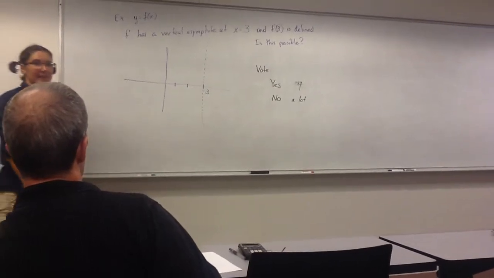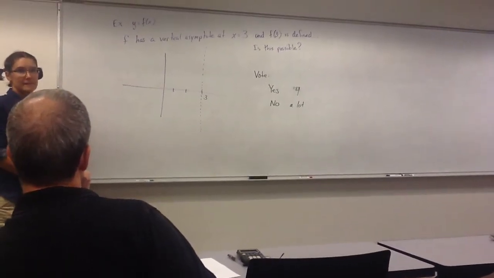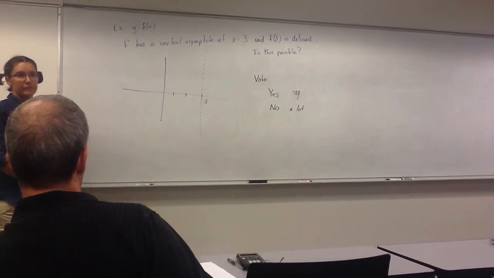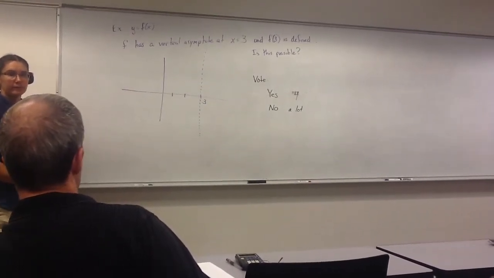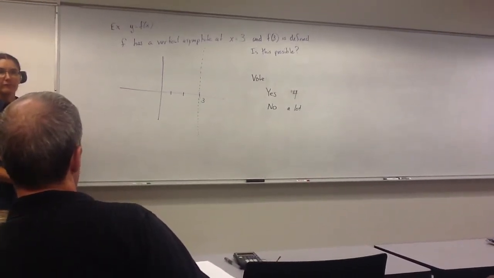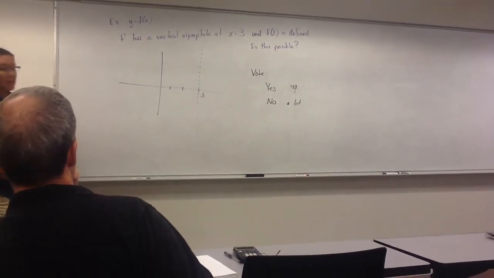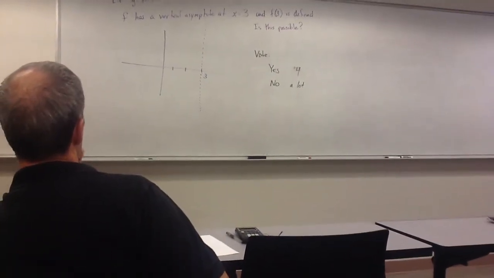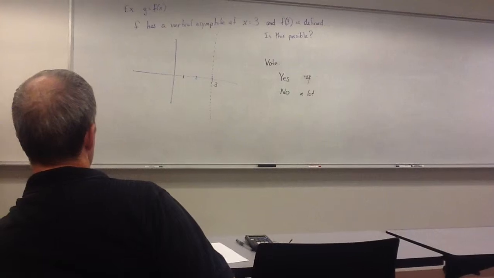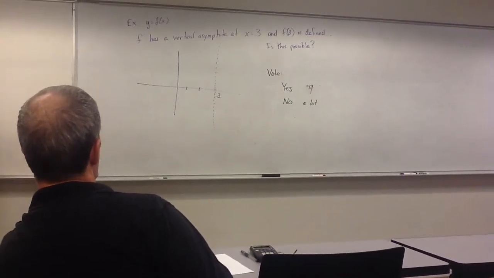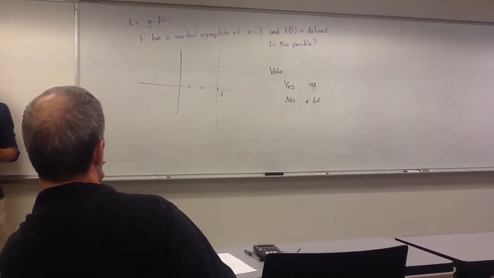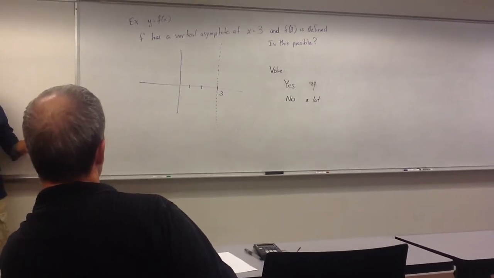Because the definition of an asymptote is that your graph is getting near the asymptote but doesn't actually touch that part of the graph, I guess. Okay. Would anybody like to add on to that? Would anybody like to take away from that on the no side? So strictly people who are voting no.